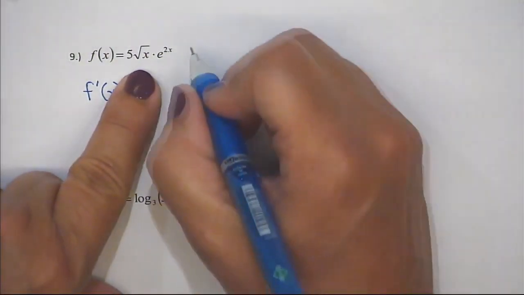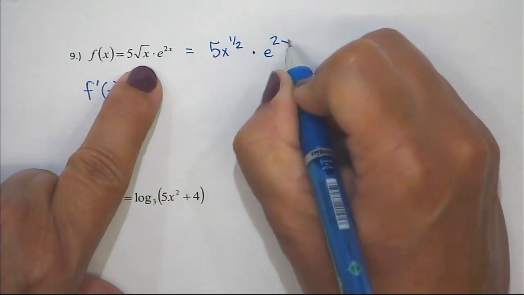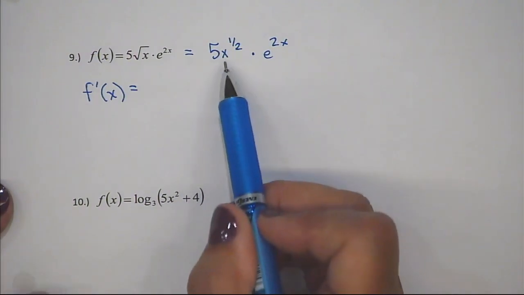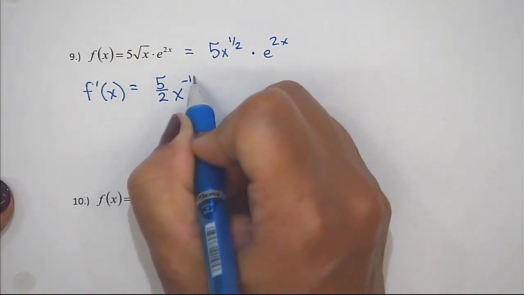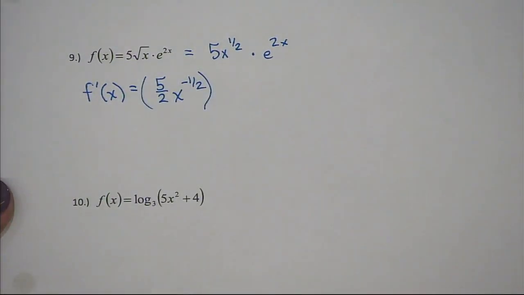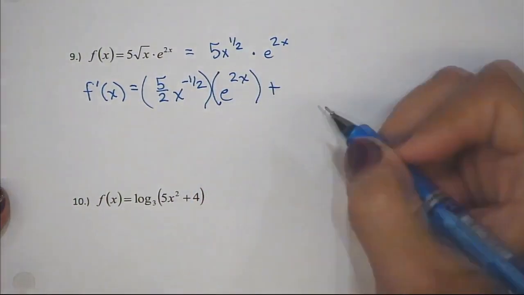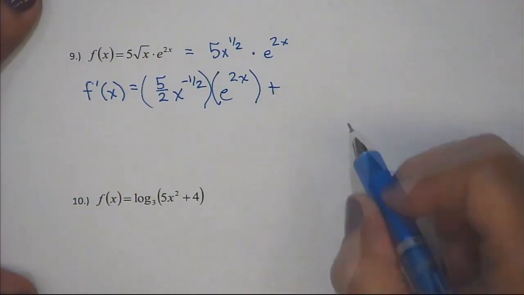So let me rewrite this. So that's 5x to the 1/2 times e to the 2x, right? That's what we're doing. If that helps you. You don't have to change it, but 5 square root of x is really 5x to the 1/2. So that's what we need the derivative of. So that would be 5 times 1/2, so that's 5/2 x to the negative 1/2, right? Subtract 1 from your exponent, times the second, leave it alone, plus, and then we're going to reverse it. We're going to do the first, leave it alone.